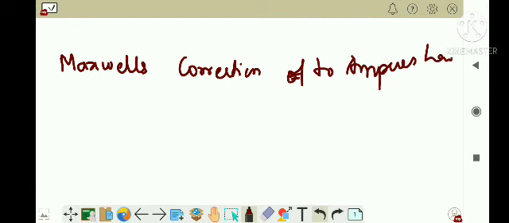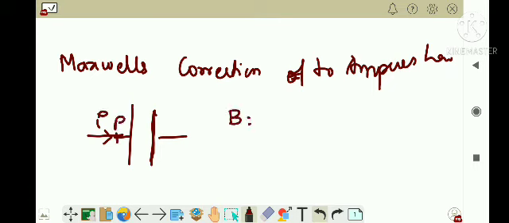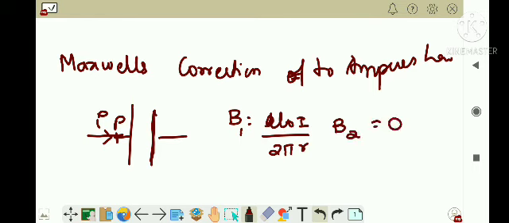Clear? He said that Ampere's circuital law may not be wrong. Remember the capacitor, where the current was there? The same point P had two different magnetic fields: B1, which is mu 0 I by 2 pi r, and B2, the second condition, which had magnetic field 0. So this was the experiment he described.